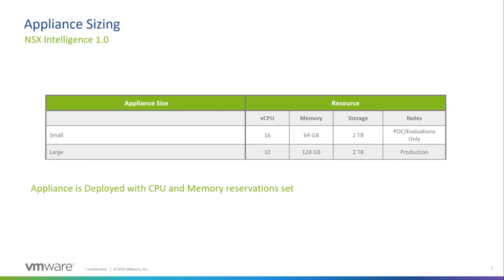And then the large is production ready today, but it does have some scale limitations that I'll talk about here in a moment. The small VM is 16 virtual processors and 64 gigs of RAM, and it's 2 terabytes, but it is thin provisioned, thank goodness, when it does deploy that for you. Once again, that's POC only. And then the large version is 32 virtual CPUs and 128 gigs of RAM for production use.